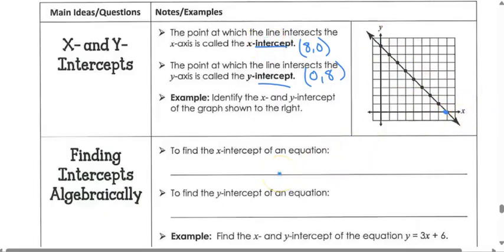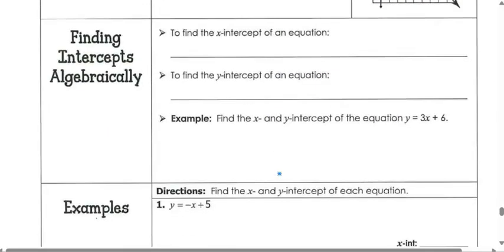Again, we're going to talk about algebraically, which means given an equation. To find the x-intercept, we're going to make y 0. We already did that earlier. To find the y-intercept, we're going to make x 0. So it's always the opposite. If I want the x-intercept, I'm making y 0. If I want the y-intercept, I'm making x 0. So let's do an example here.